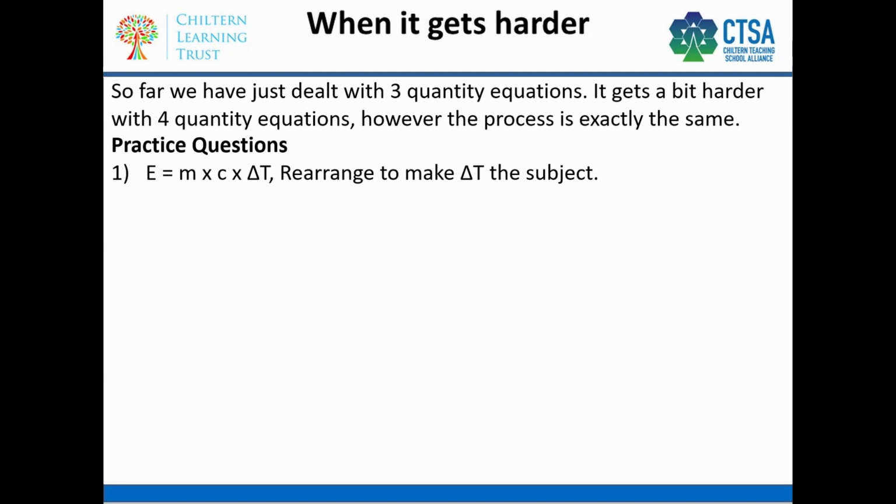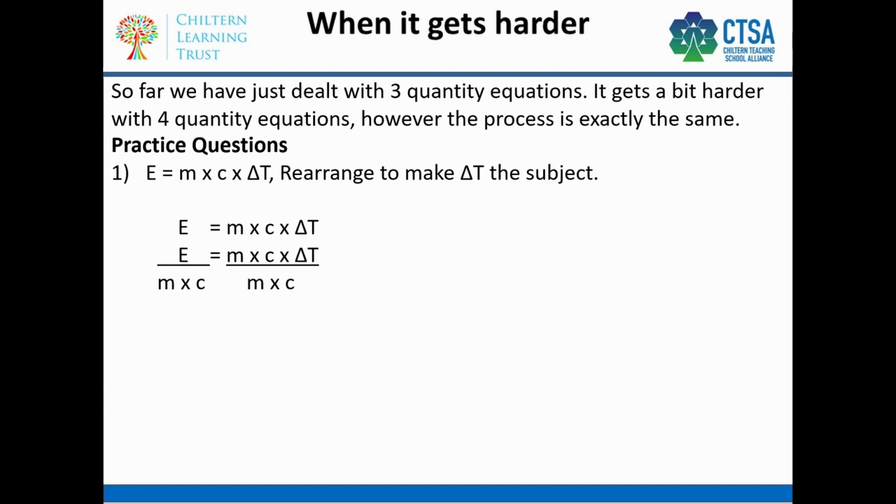So we're going to start with E is equal to m times c times delta t. Now this time we've got 4 expressions, but they are still all multiplication, so we don't need to worry about BIDMAS. We just need to worry about moving 2 quantities over, or 2 symbols over, rather than just 1. So because they're both multiplication, we can move them both over by division, and actually we can just do that as one go. So what we can say is, okay, we're going to divide both sides by m times c.